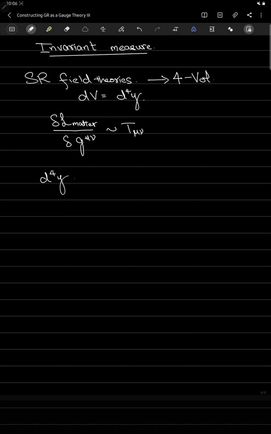d4y is equal to d4x, and this absolute value of partial y over partial x. And now note that this thing over here is just d4x as it is, and this thing is the determinant of e a mu, right? The new field that we defined, so the determinant of that.